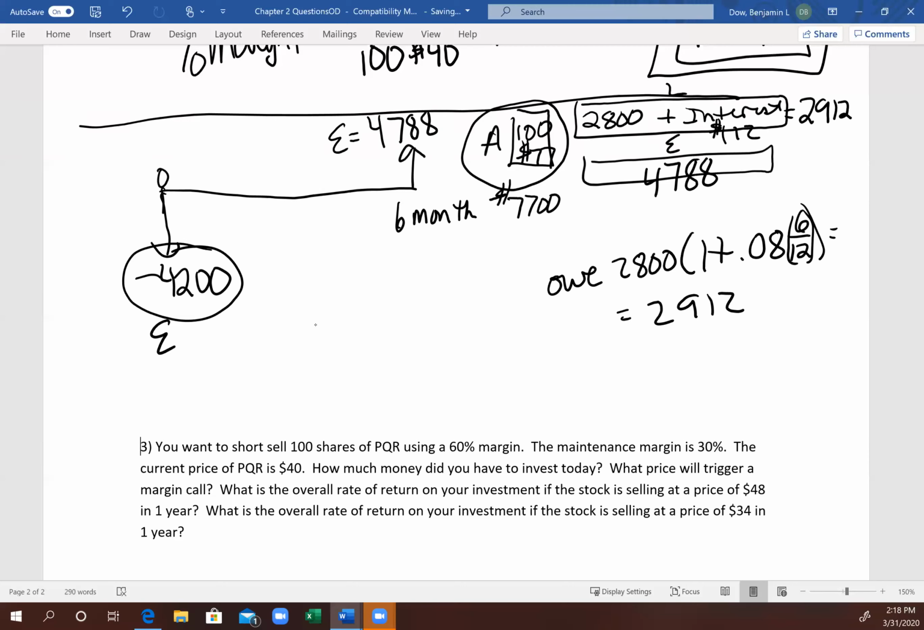And we want to express this as a percentage return. Ending minus beginning over beginning is the percentage return. We can see that we're at 14%.